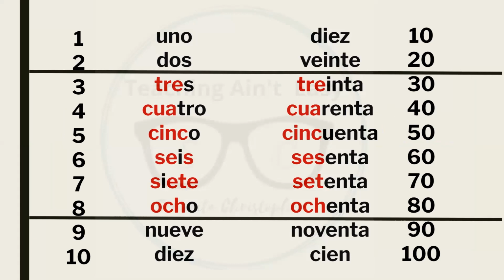1 and 2 in Spanish, uno y dos, are unique numbers. They don't really have other numbers that are similar to it. But once we get to the numbers 3 through 8, they have some similarities to the numbers 30 through 80. All right, so let's look even further.